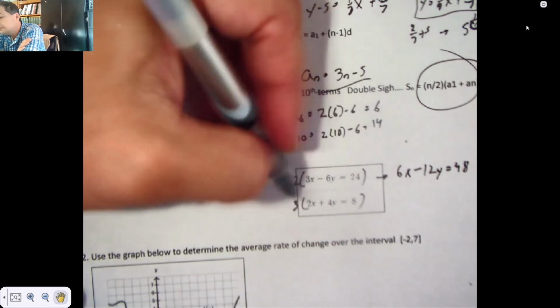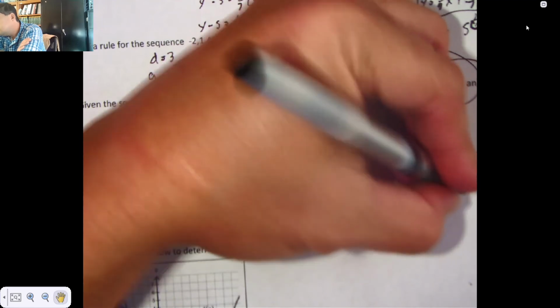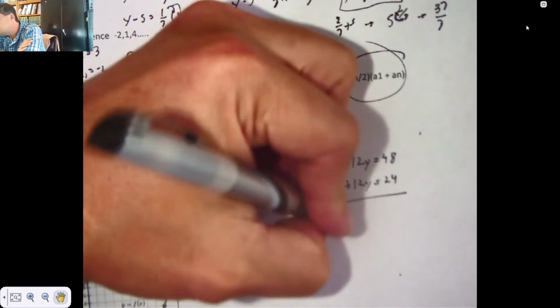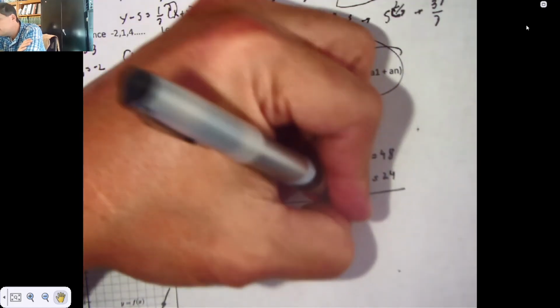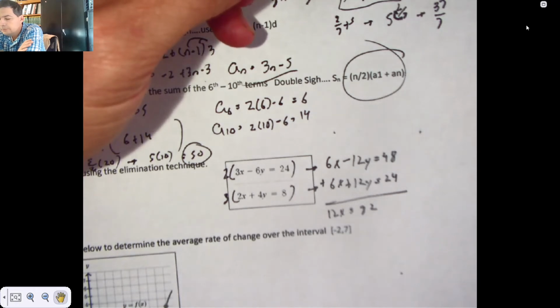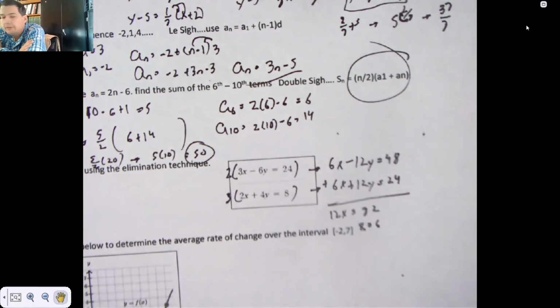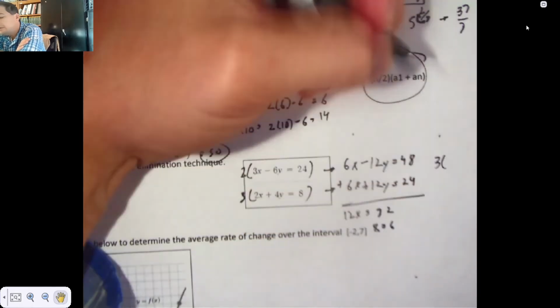But if I double the top, I get 6x minus 12y equal to 48. And if I triple the bottom, I get 6x plus 12y equal to 24. Now I happen to notice that if I add down, the y's will disappear. So 12x is now 72. Seems legit. Divide by 12 and my x value is 6. Now that I have x, plug it back in. So I've got this top equation, 3x minus 6y is 24. I'm going to let x be 6. 3 sixes makes an 18.